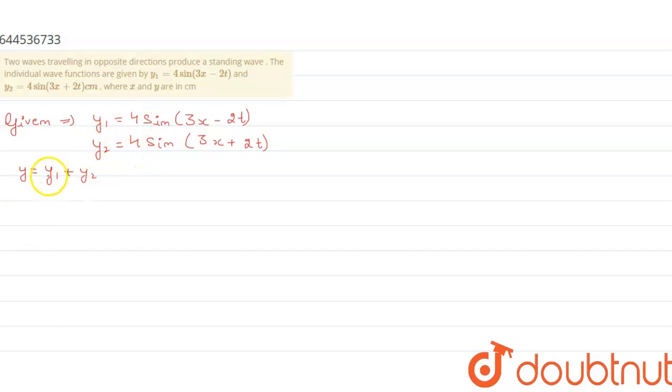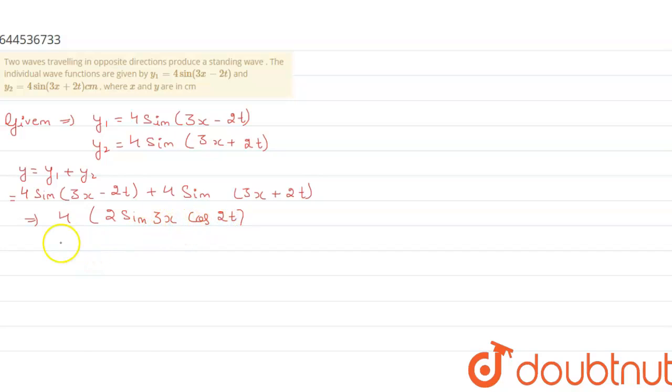Now, just putting the values of y1 and y2 in this equation, we have 4 sin(3x minus 2t) plus 4 sin(3x plus 2t), that will be equal to 4 comes out as a common, it will be 2 sin 3x cos 2t, that will be converted using a trigonometry formula. Furthermore, it will be equal to 8 sin 3x into cos 2t.